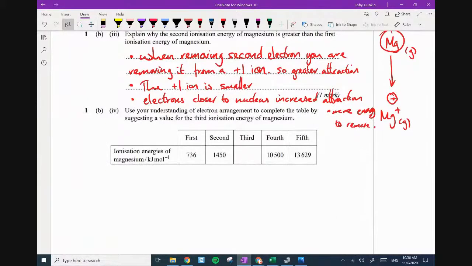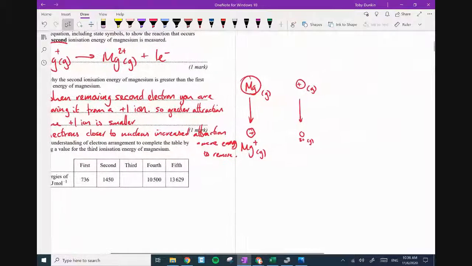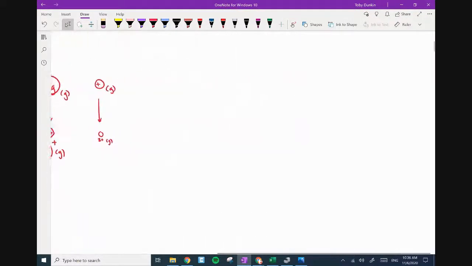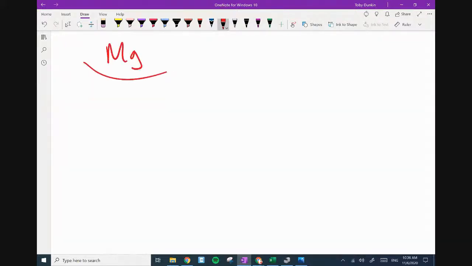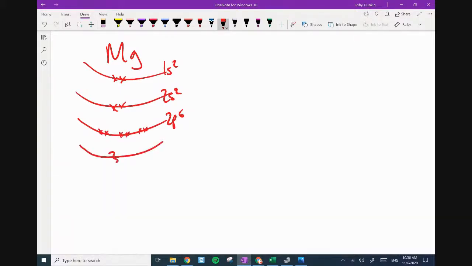You can decide, can I say more shielding? No, Anch, you can't. But they've done it deliberately, and I'll show you why. Because a magnesium atom, Mg atom, we know that we've got 1s2, 2s2, 2p6, 3s2.